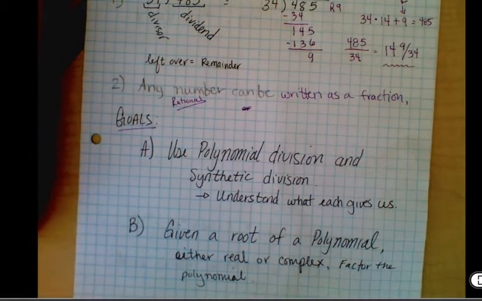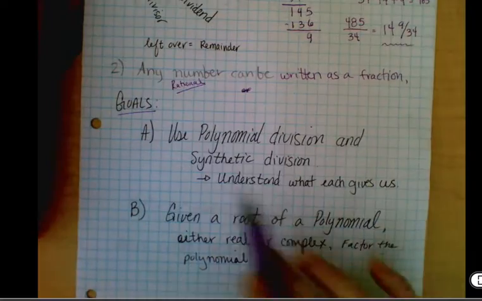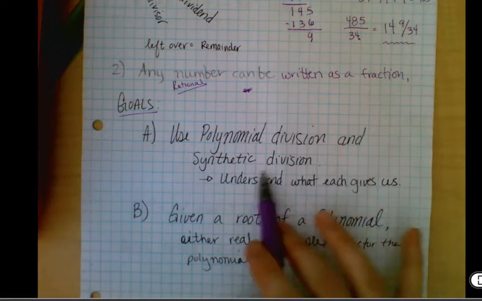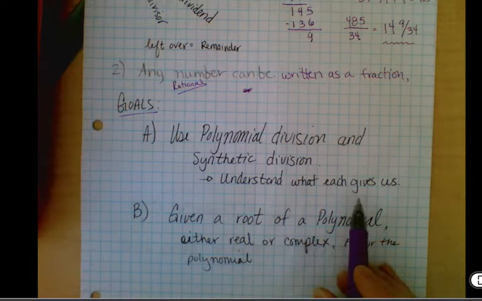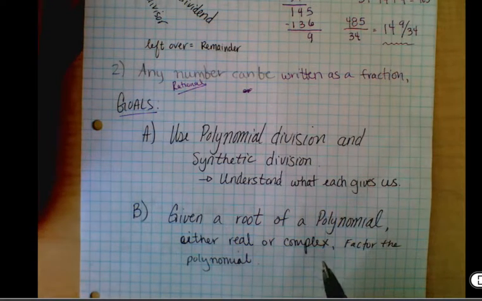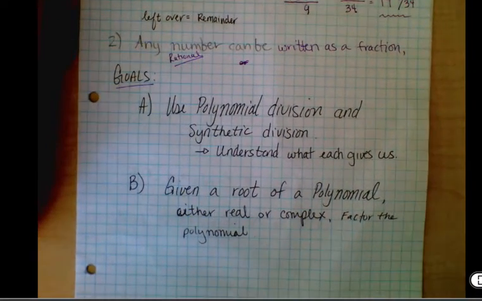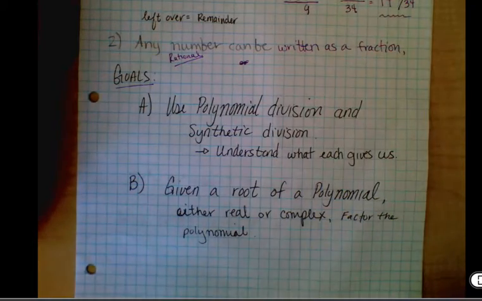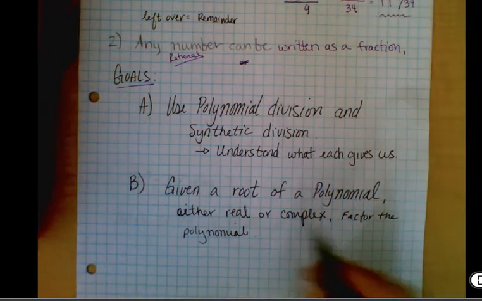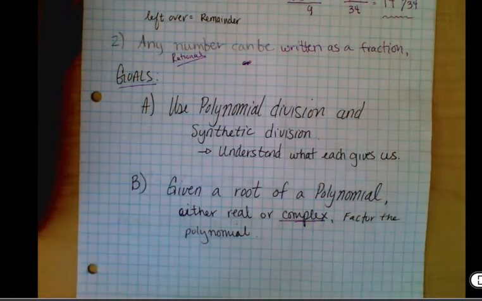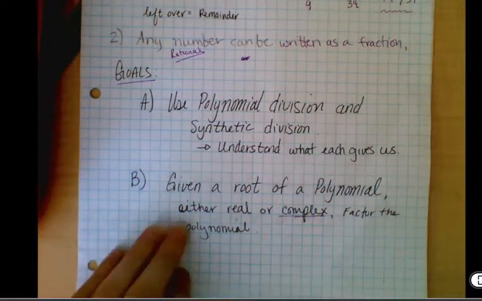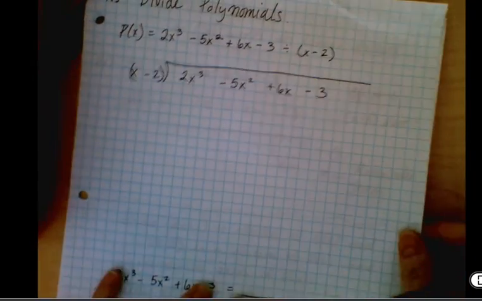So our main goals for this section are to use polynomial division and synthetic division and understand what each gives us. So what do we get when we divide a polynomial out, and why do we do synthetic division? It's very much like that substitution thing we did the other day. It's kind of a trick that allows us to quickly run through fast division. And then, given a root of a polynomial, either real or complex, we're going to factor the polynomial completely. So first things first, let's divide polynomials.